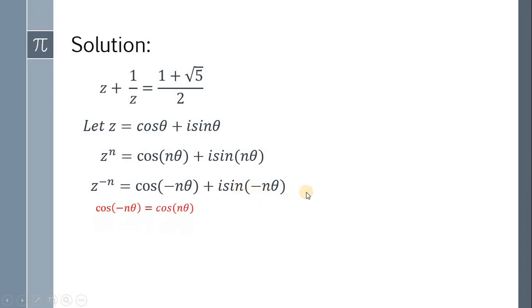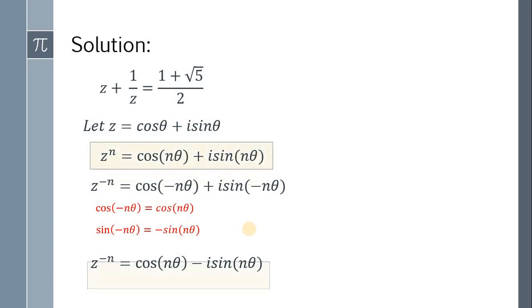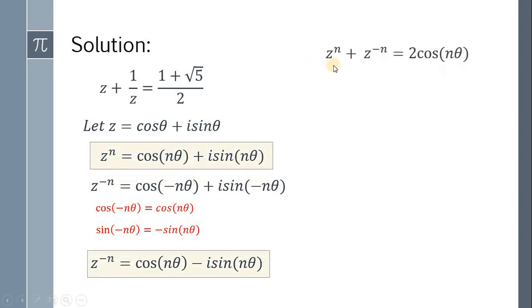Now, since cosine is an even function, cosine of negative n theta is equal to cosine of n times theta. And sine is an odd function, therefore, sine of negative n multiplied by theta is equal to negative sine of n times theta. Therefore, z raised to negative n is equal to cosine of n times theta minus i sine of n times theta. Now, adding these two equations, we get z raised to n plus z raised to negative n is equal to 2 times cosine of n times theta.